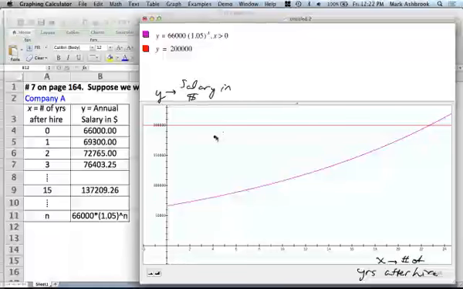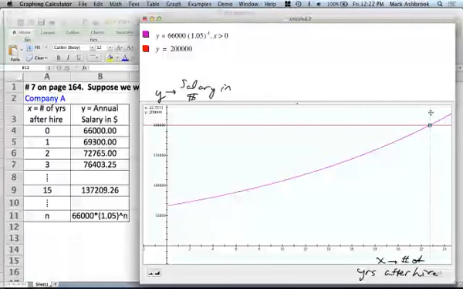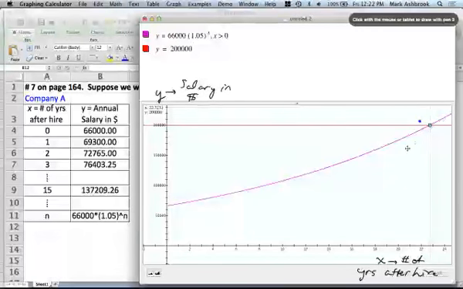Okay, and so I've got this is 200,000 and here's our actual salary growing here. So I'm going to come here and look at it, and you can do this on your graphing calculator. Now I've got this point where 200,000 meets that graph. Right here it tells me my ordered pair. It's pretty small, but the X value says 22.7 and the Y value says 200,000.